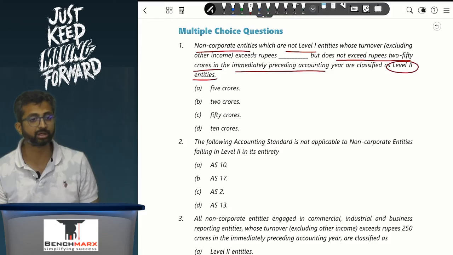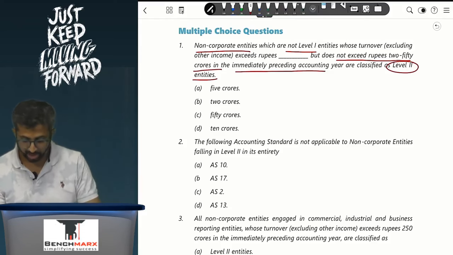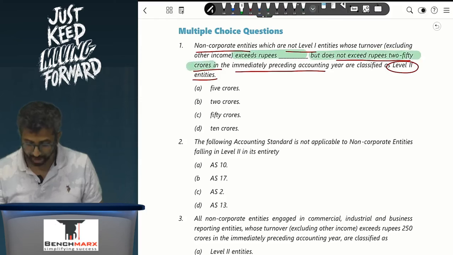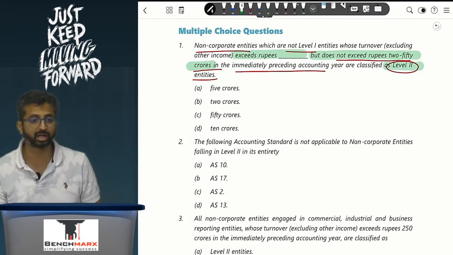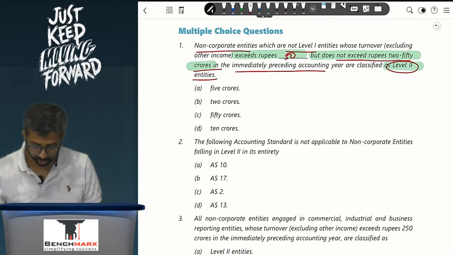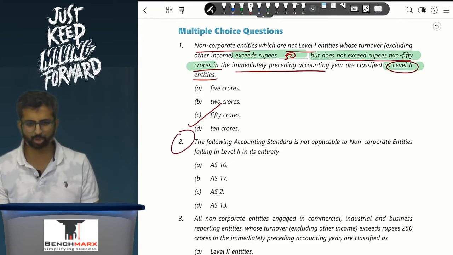What will you say? Forget the options. Ideally, non-corporate entities which are not level 1, whose turnover exceeds X crores but does not exceed 250 crores are level 2. What will the answer be here for level 2? 50. So, your answer over here has to be 50. That is option C. Point two, you may not be able to solve as of now.